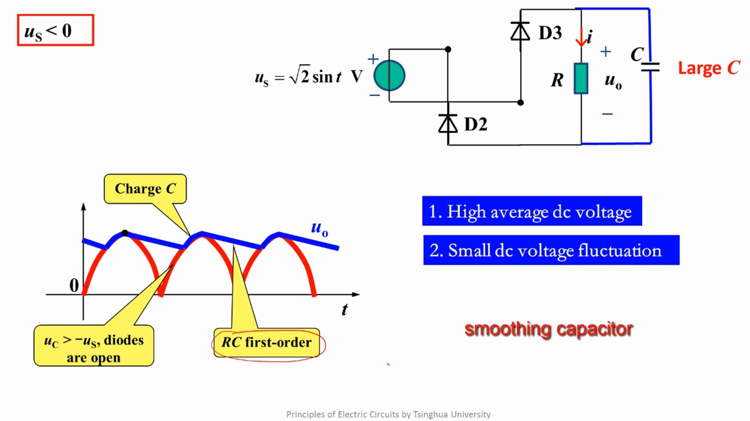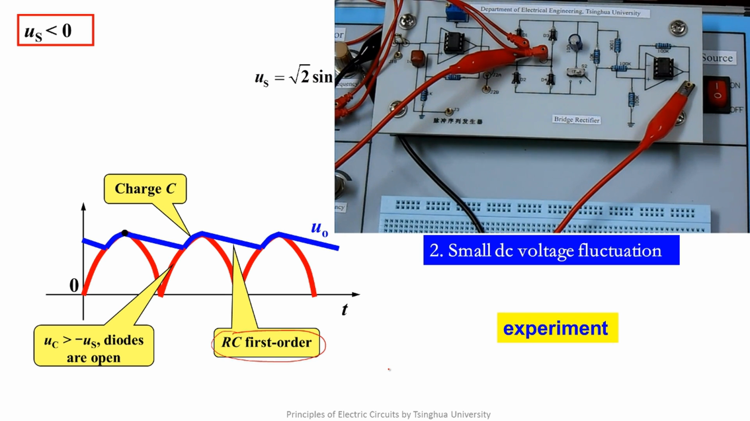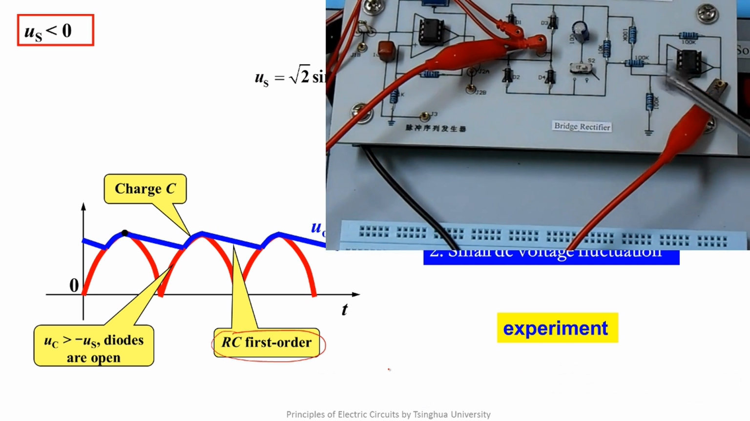We did an experiment on the bridge rectifier with a smoothing capacitor in lecture 42. Let's review it. This is a bridge rectifier formed by diodes, which can change AC to DC. This is the circuit. The input is AC voltage. The output is the voltage of the resistor. The two channels are isolated by the op-amp. We use an oscilloscope to observe the voltage waveforms of the input and output with and without the smoothing capacitor. The two conditions are controlled by the switch.